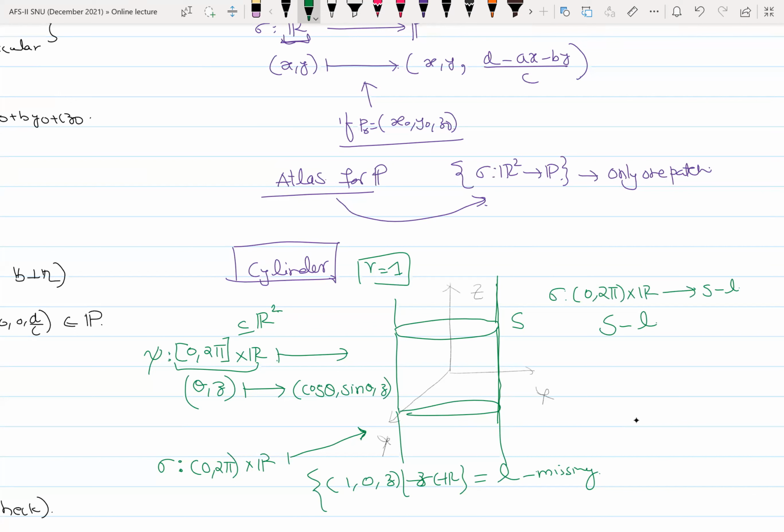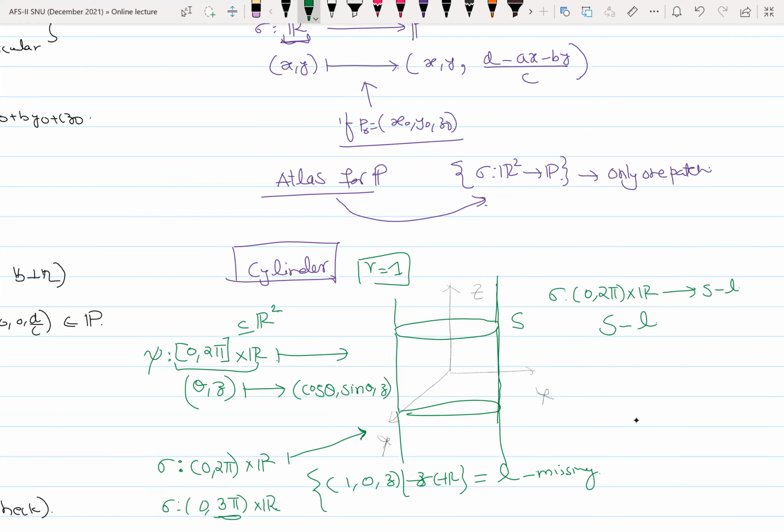Ma'am, can we take from 0 to 3 pi? See, if you take 0 to 3 pi, suppose I take 0 to 3 pi, is it going to be a bijection? No, right? Your point is correct, but we need a bijection. Here, injectivity will be lost, right? So we cannot actually take till 3 pi.